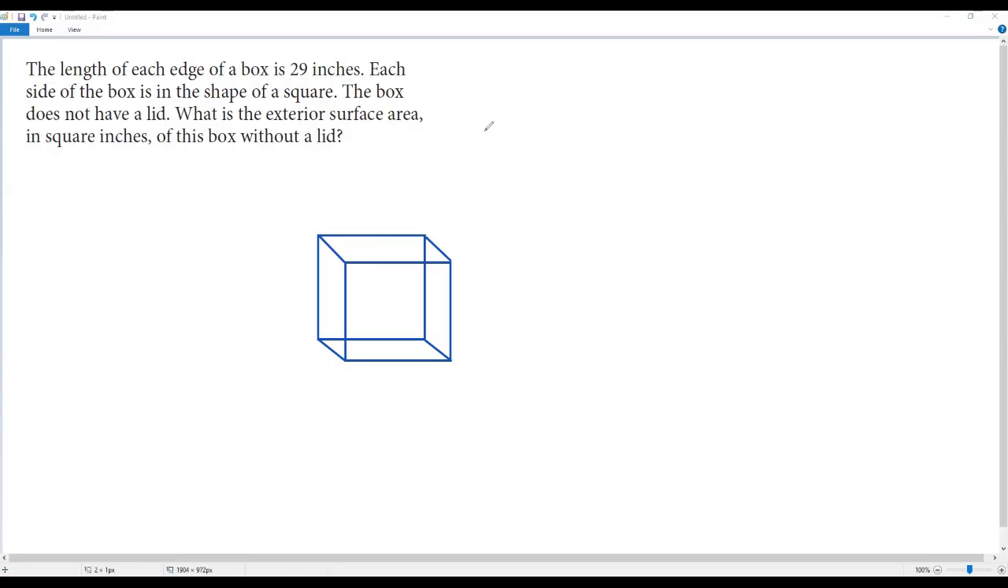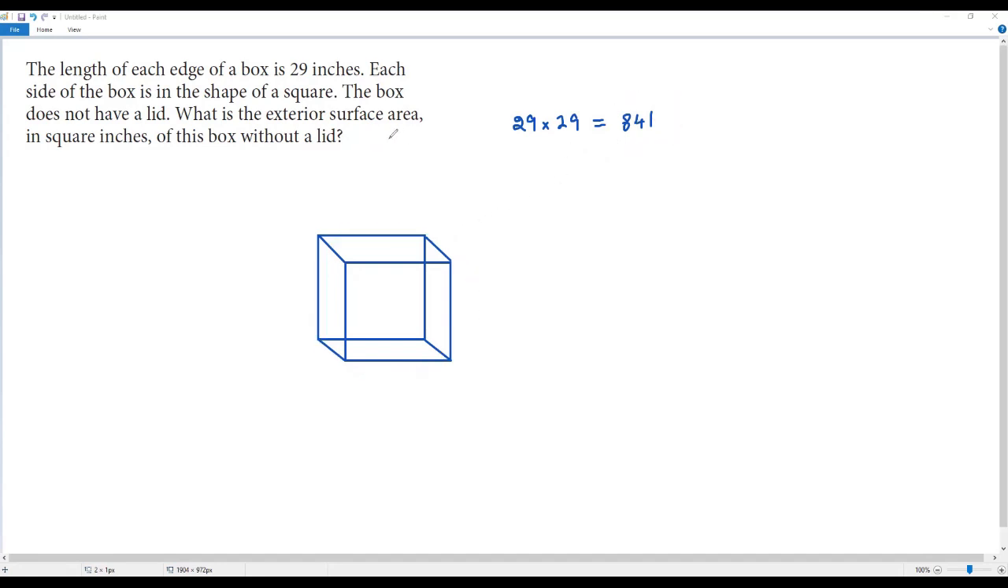Okay, now let's get the area of one face or one side of the box. For that we have to multiply the length of the side by itself, that is 29 times 29, which is equal to 841. Here I got the area of one face of this cube, that is 841 square inches.